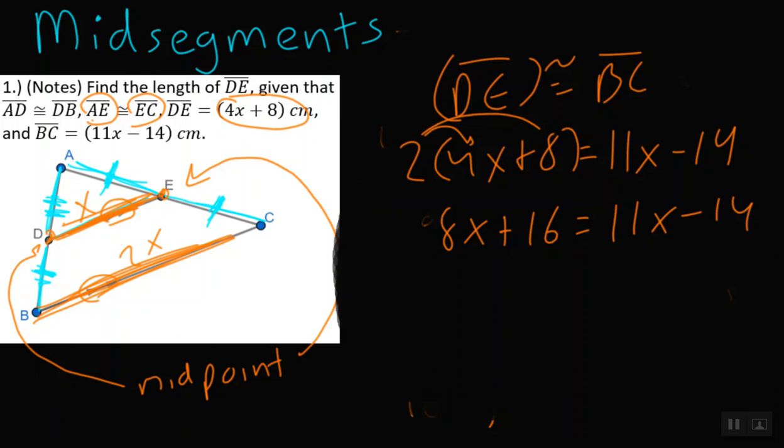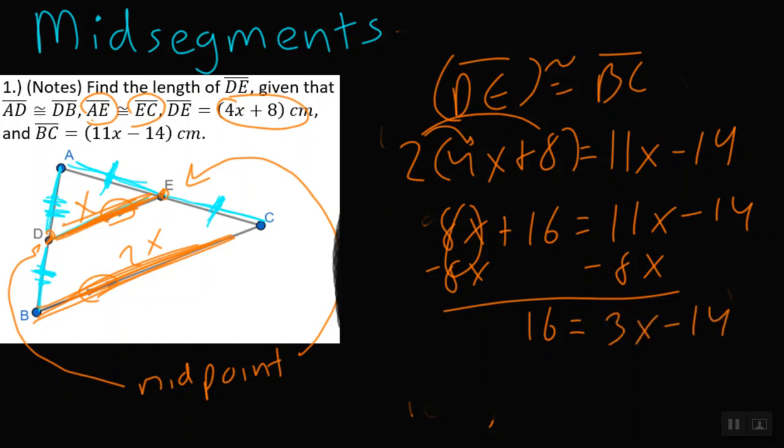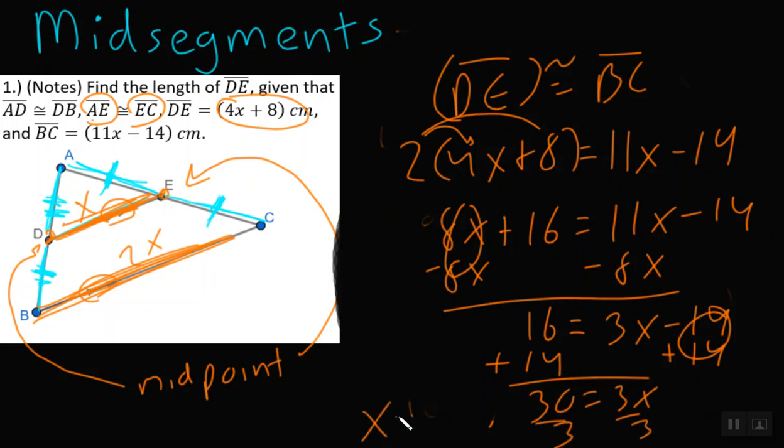And what should we move first? Our smaller x or our constant? Well, of course, we know we're going to move our smaller x, minus 8x. And of course, that zeroes out. And we're given 16 is equal to 11 minus 8, which is 3x, minus 14. Well, I add 14 to both sides to get rid of my subtraction. And now we have 30 is equal to 3x. After we divide both sides by 3, we get x is equal to 10. You guys, I still have so many students stopping here.